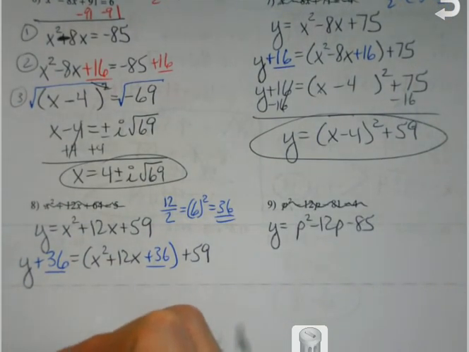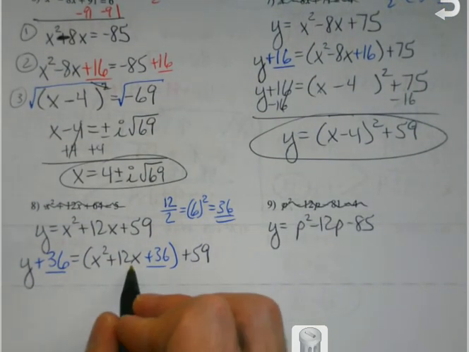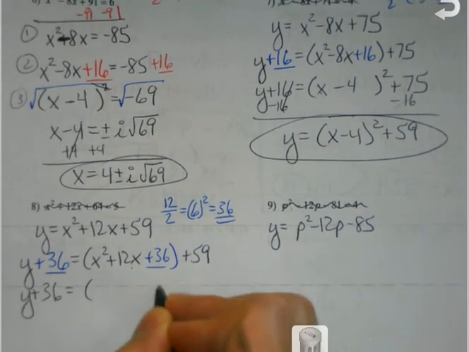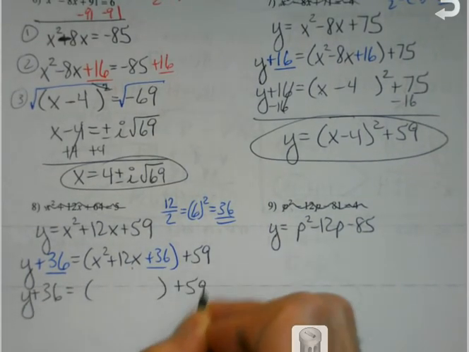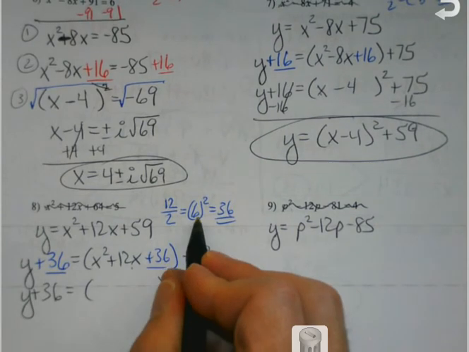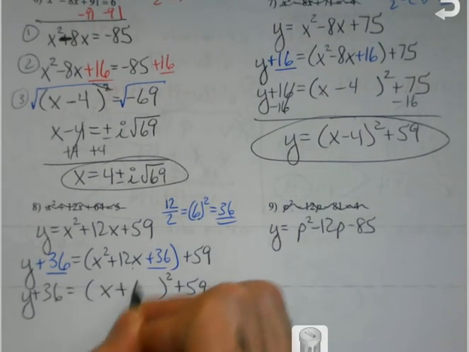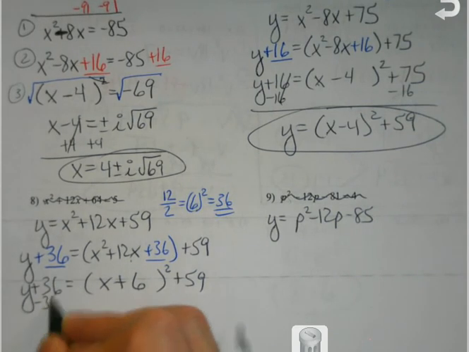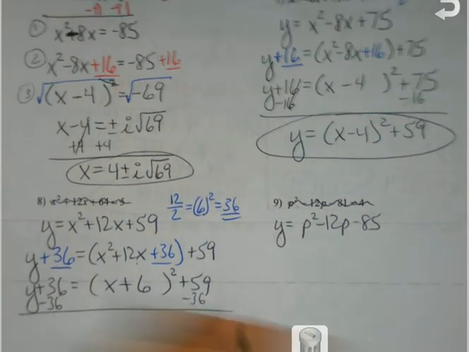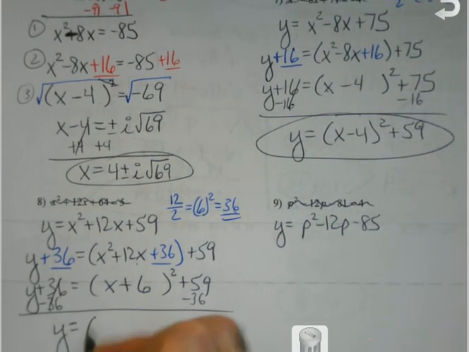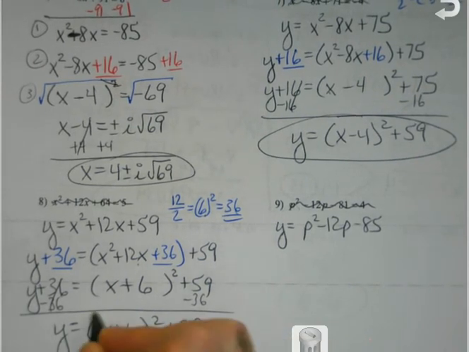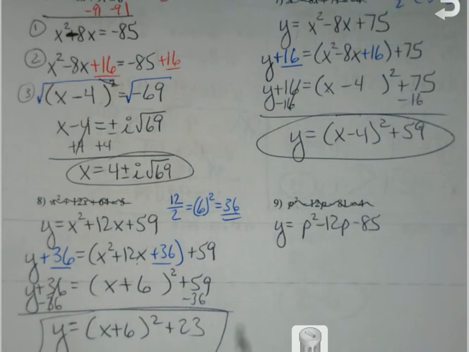Once I've added that to both sides, which gets me my perfect square trinomial over on the right, I go back, I look at my b divided by 2, it's a positive 6. And then I just minus the 36 over, because I want y by itself. And I get there.